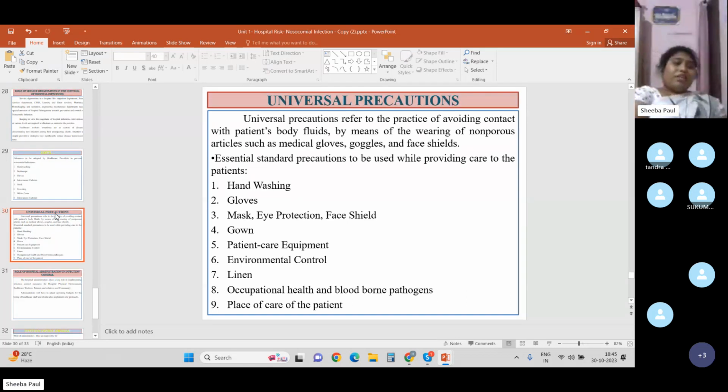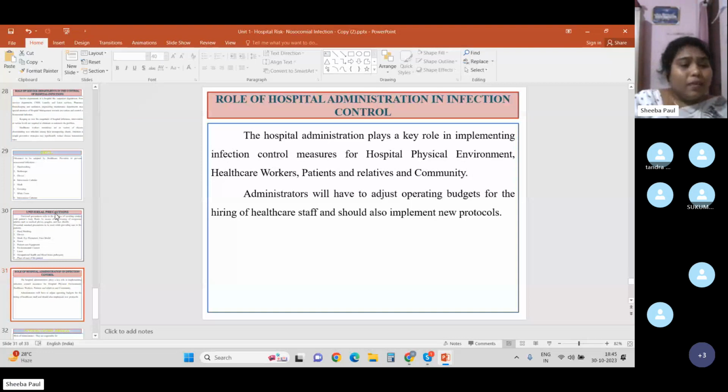Then when we talk about preventing hospital risks, there are certain universal precautions that have to be taken. Whatever I have discussed in the previous slides applies here. It's nothing but using PPE, making sure that there is no cross contamination, no contamination of the equipment we are using, and that the environment is under control when we are giving care to the patient. Also keep a check on the patient, not leaving the patient alone, always assisting the patient or keeping somebody to monitor the patient. Then moving on to the role of hospital administration in infection control.